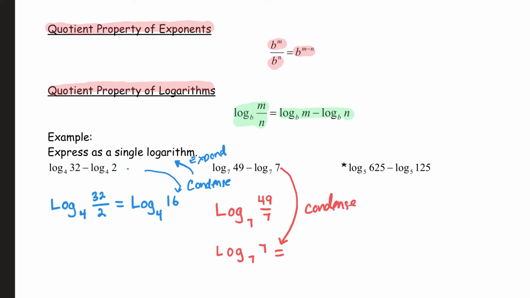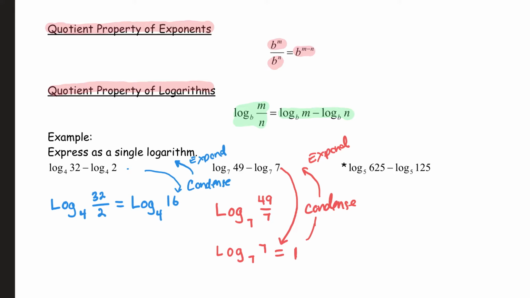In the other direction, it would mean to expand. And those are two key words that you need to be aware of. In one direction, it means to condense. In the other direction, it means to expand. Remember that there is a property, log base 7 of 7, that's going to be 1. Okay?